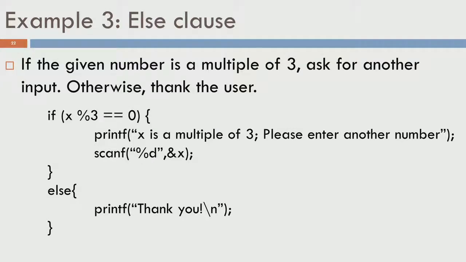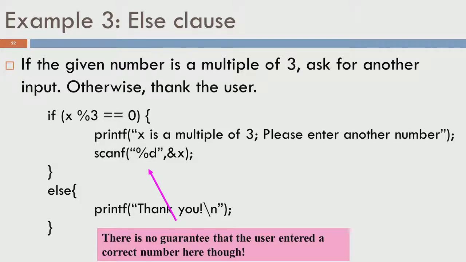Let us look at another example with an else clause here. If the given number is a multiple of 3, ask for another number, otherwise let us say I want to thank the user. So, if x % 3 == 0, then you print this on the screen and you scan another input. So, this is one logical condition. Now, you have multiple selection or double selection, else. So, if this is not true, you printf thank you, right. So, this is the structure for else, and we have seen this before in our lecture 1 also.